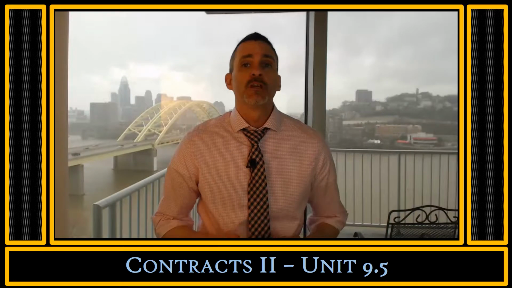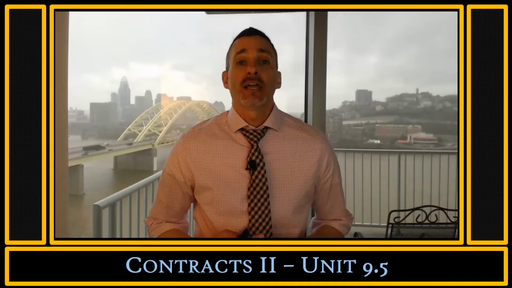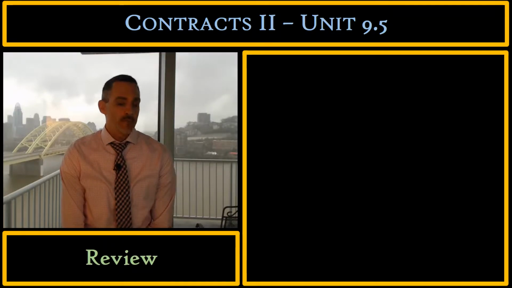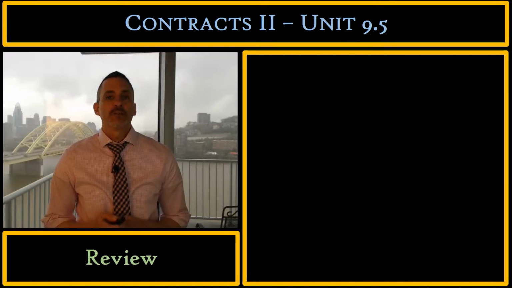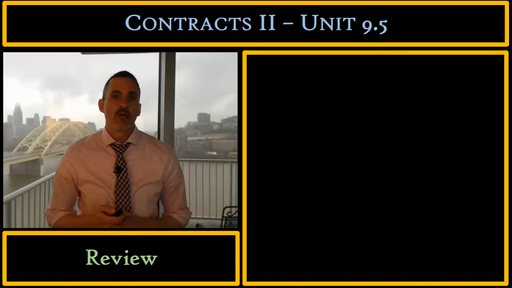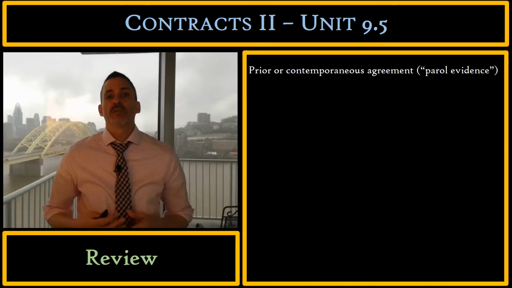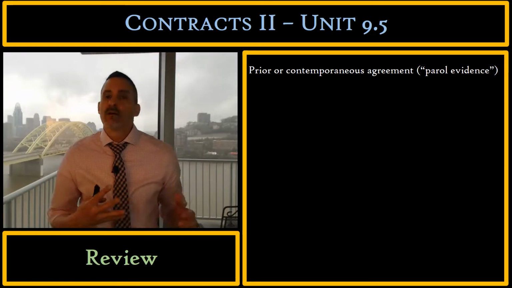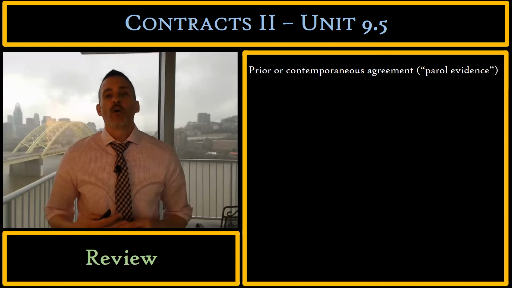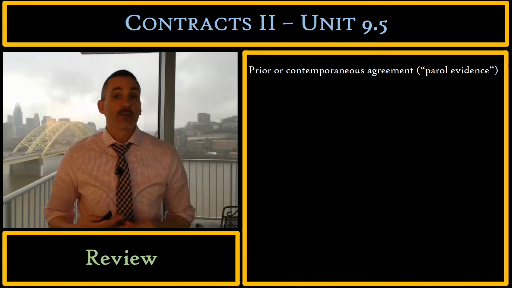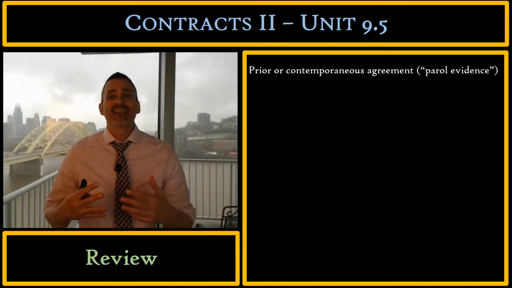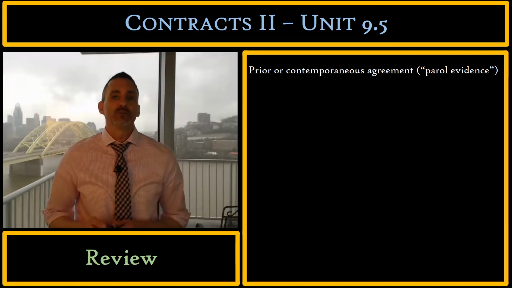In this subunit, we're going to discuss the UCC approach to the admission of extrinsic evidence. Let's refresh our memory about what we've learned in previous subunits about parole evidence. Parole evidence is just a prior or contemporaneous agreement. We have a written agreement, but we have some prior or contemporaneous oral or written agreement that didn't make it into the written agreement. Is that parole evidence admissible to the jury?